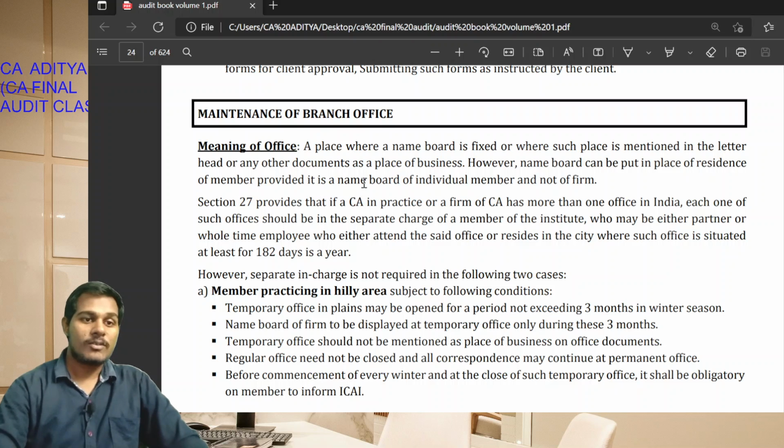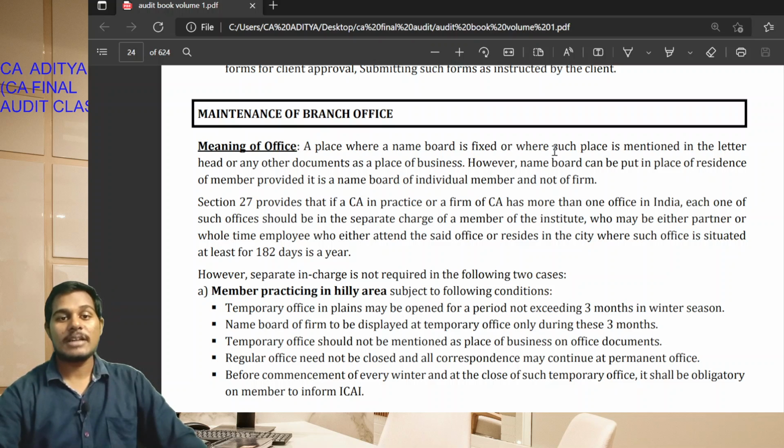Okay students, what is meant by that? A place where a name board is fixed, or where such place is mentioned in the letterhead, or such place where a name board can be put. See students, if a chartered accountant in practice has his office and residence in the same place, then he can use both the letterhead and name board in the same premises.